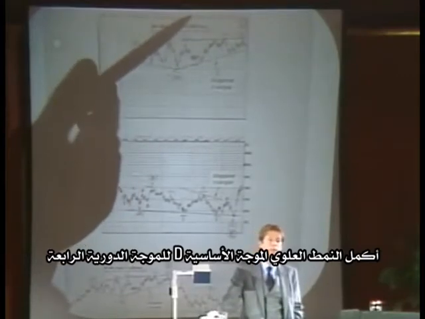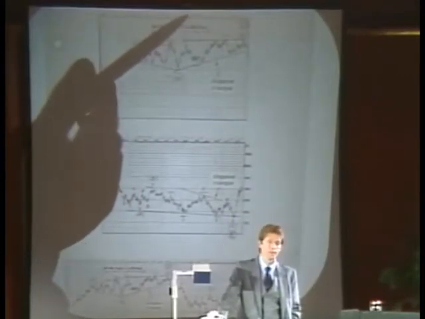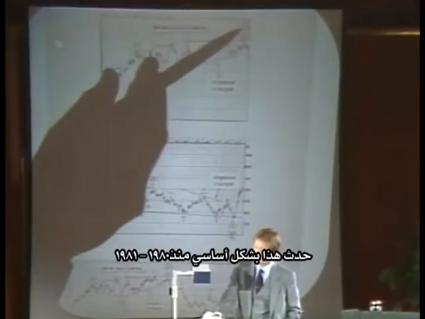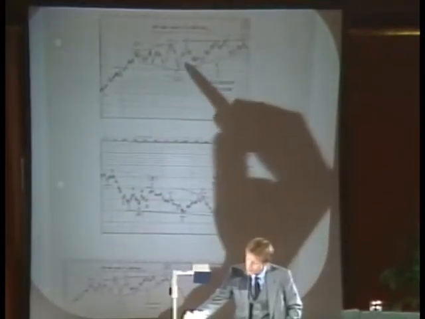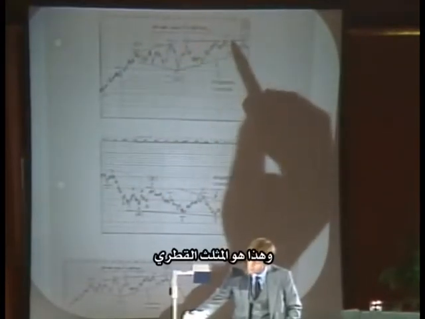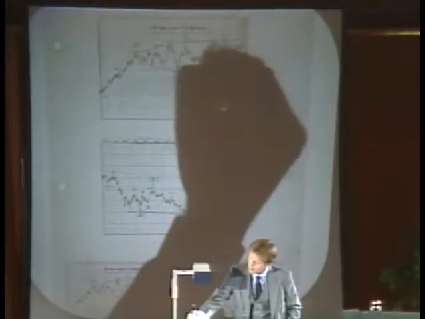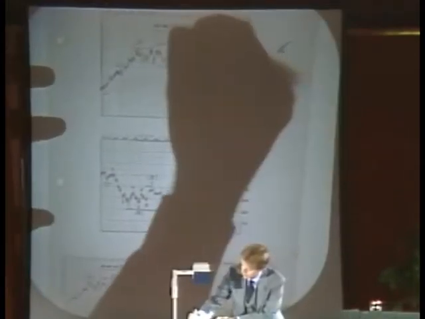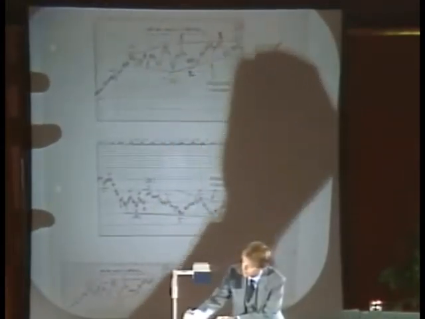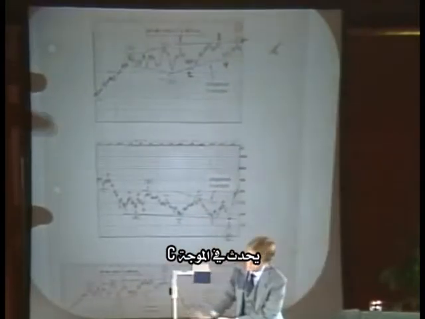completed primary wave D of cycle wave 4. This occurred basically 1980 through 1981. And here's a diagonal triangle occurring in the wave C position. Each one of these waves is best counted as a three-wave structure.